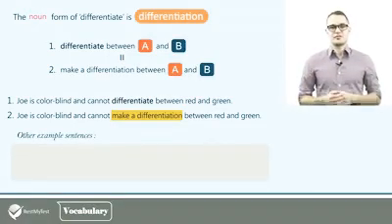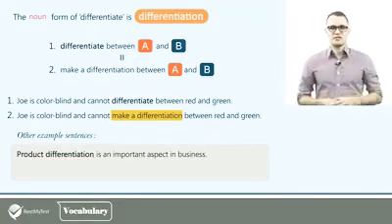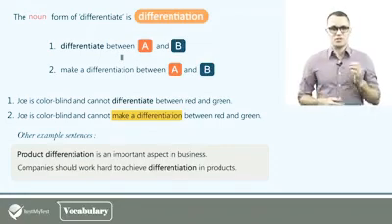Other example sentences of the word differentiation are as follows. Product differentiation is an important aspect in business. Companies should work hard to achieve differentiation in products.